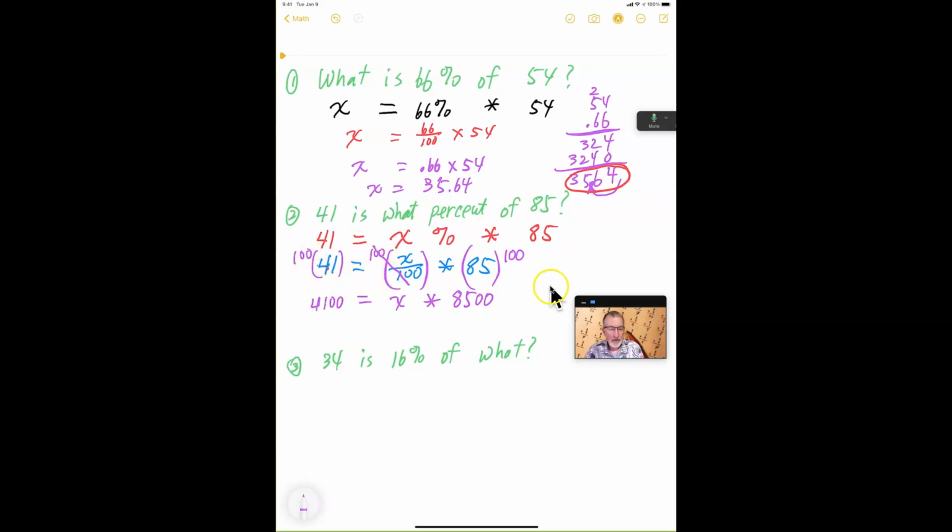So now we have, let's rewrite this, different color. 4,100 is equal to 8,500 x, okay? So we have to be able to see that we can rewrite things in equivalent ways. So x times this, let's just write it this way. That's how we're used to doing our math. And then we need to solve for x.